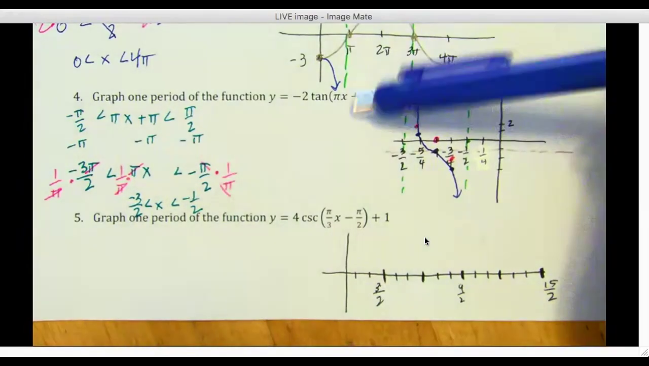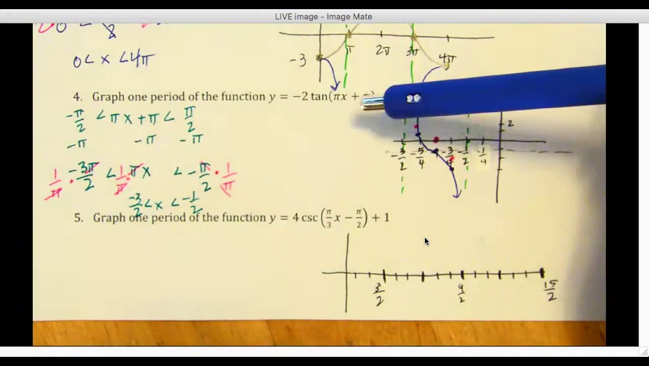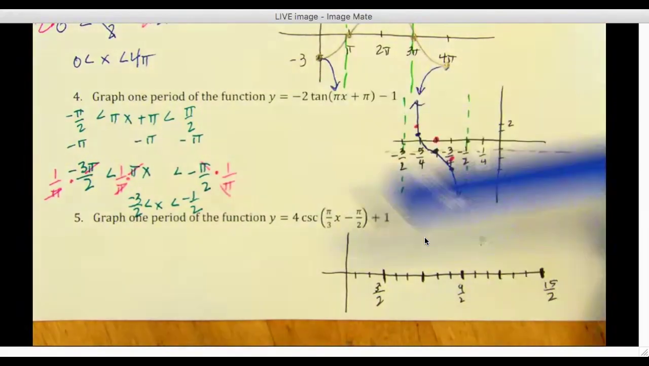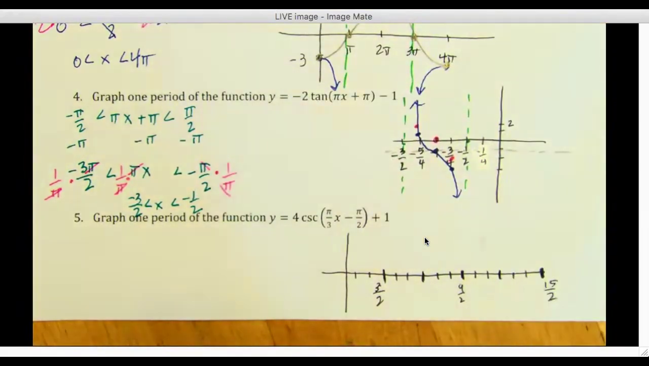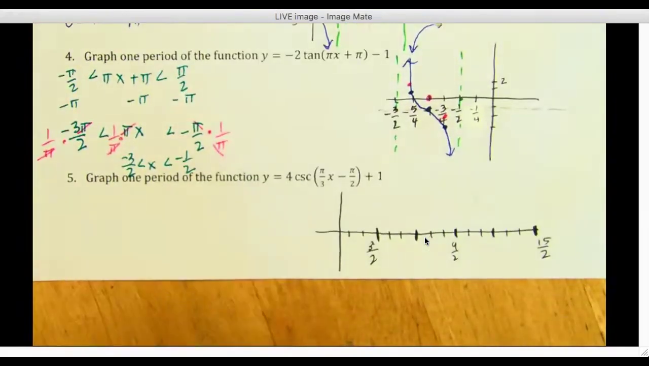So that was as complicated a tan function as we could get. We have a vertical shift, a phase shift, a period change, and an amplitude with a negative out front. So definitely one of the more complicated graphs we could see.